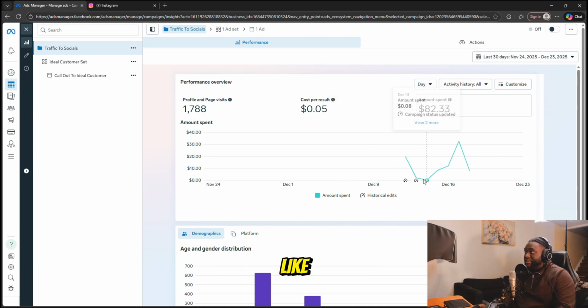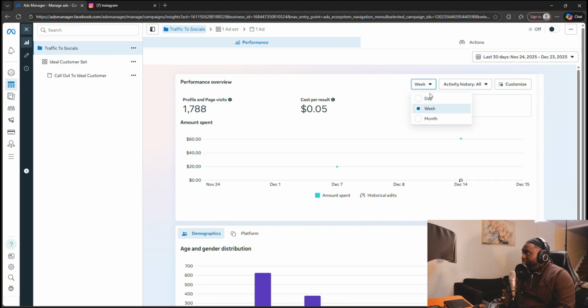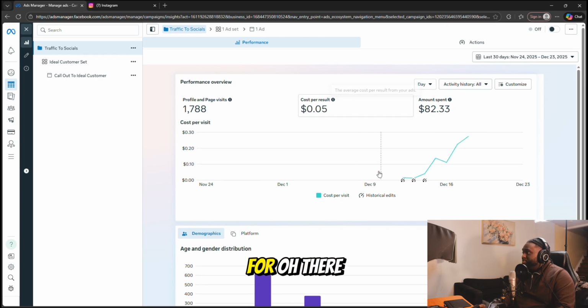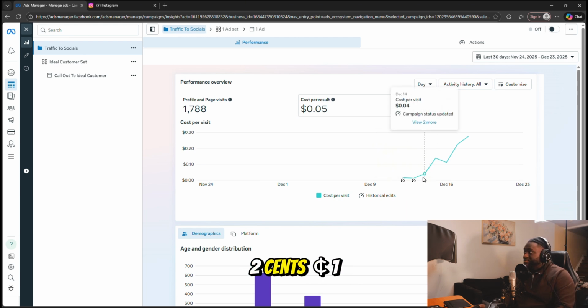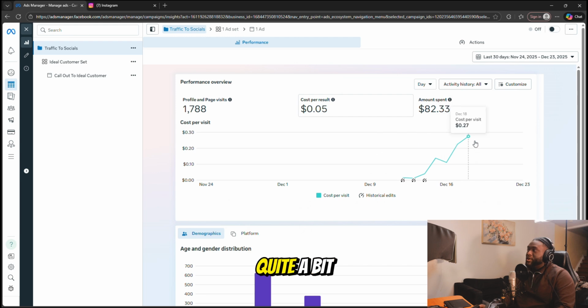So essentially, I don't know if it's going to show me the cost for every day. The cost per, oh, there it is. It does tell me the cost per click. Okay. So day one, cost per click, you know, 2 cents, 1 cent, 4 cents. It was good. It slowly went up. Like here was really bad, 14 cents, 11 cents, you know, 27 cents. Once you start getting to these high numbers, it can be quite a bit.